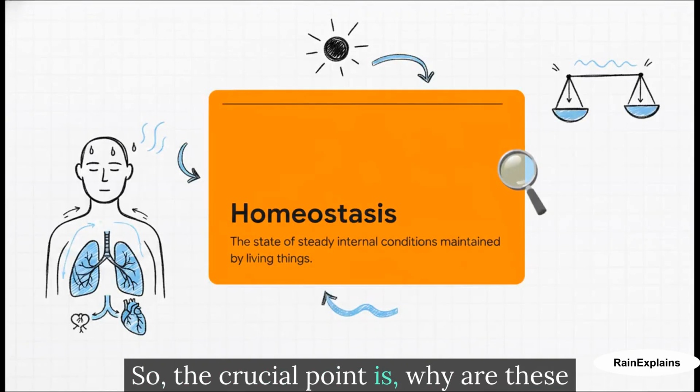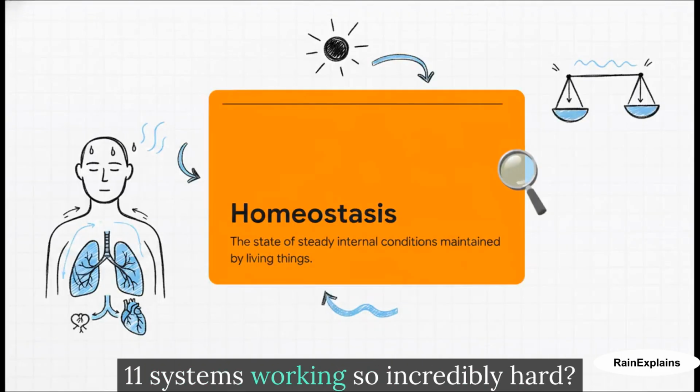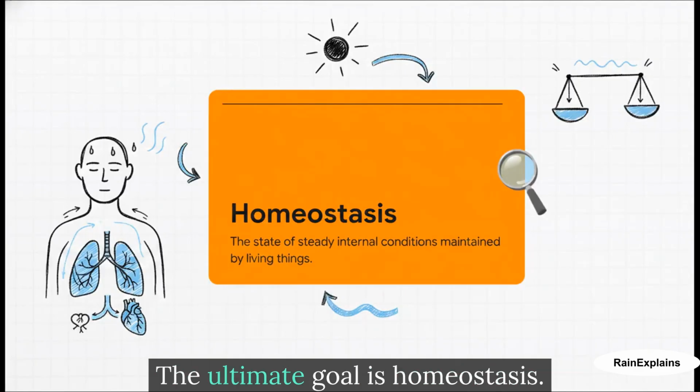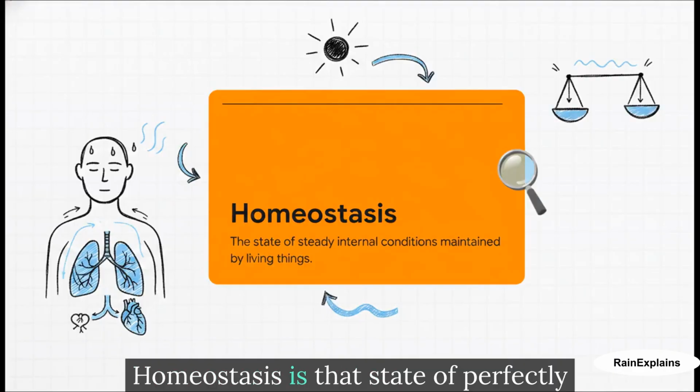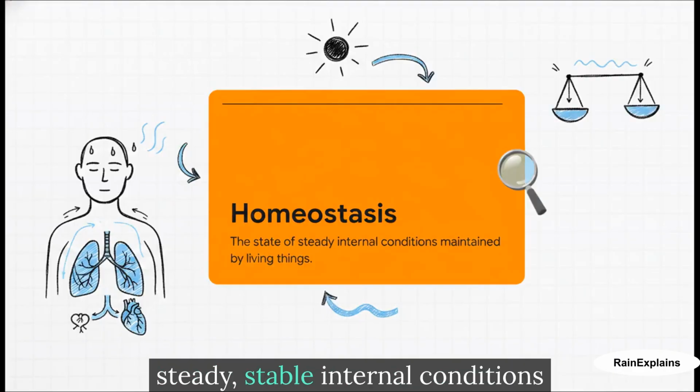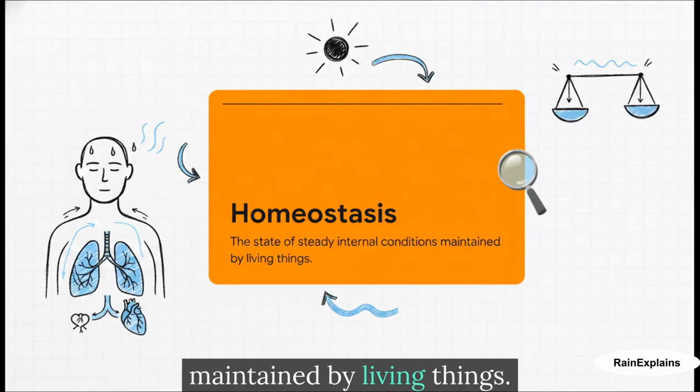So the crucial point is, why are these 11 systems working so incredibly hard? The ultimate goal is homeostasis. It's essentially the holy grail of human physiology. Homeostasis is that state of perfectly steady, stable internal conditions maintained by living things.